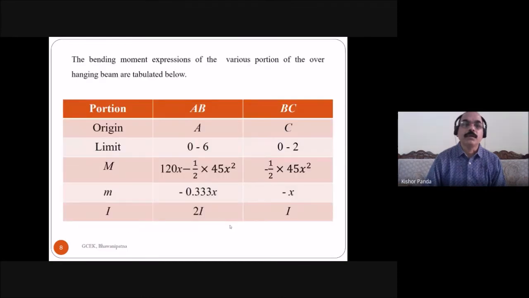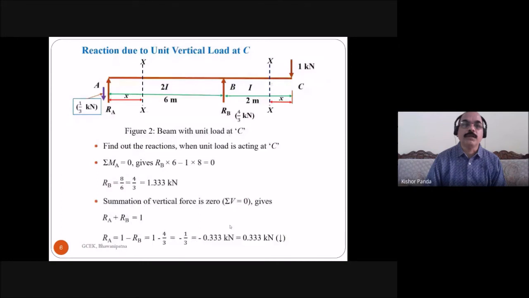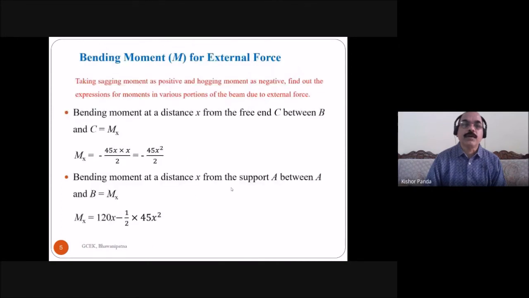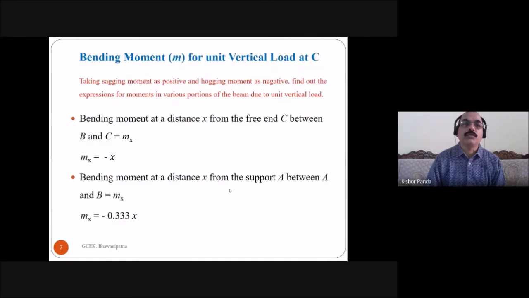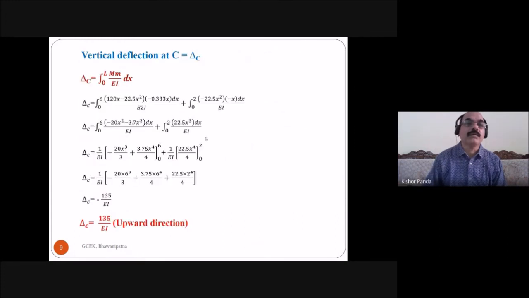Now it is clear how to find the deflection at C using the unit load method. First, you have to find the moment of the entire structure due to the external force. Then you have to find the moment due to the unit force where the deflection is required, using this formula, and by taking the integration you will find the deflection. That is, the deflection at C is equal to the integral from 0 to L of capital M small m by EI into dx.